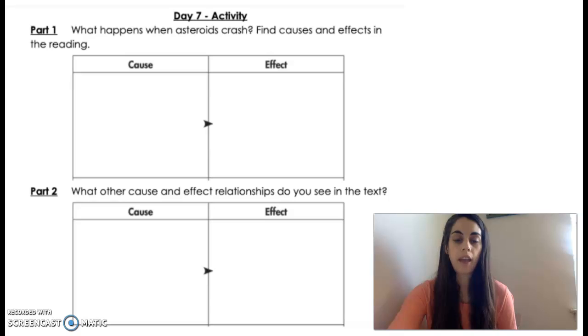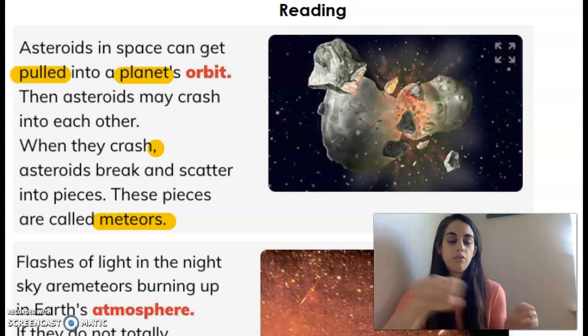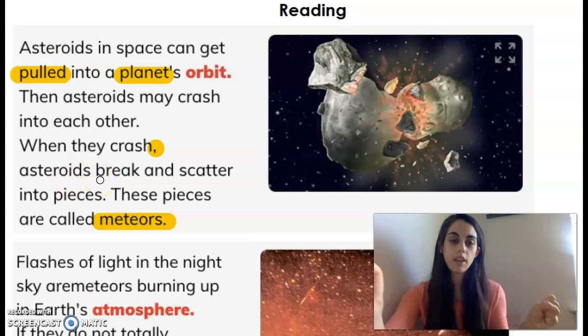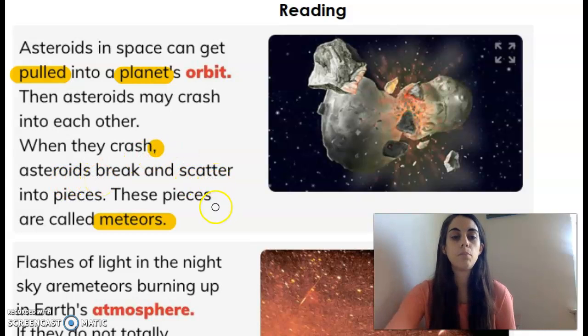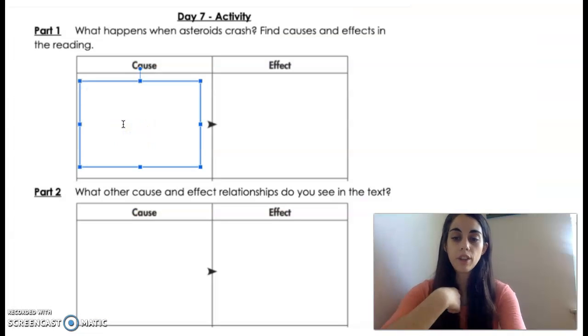So let's look back at our reading. Look for a cause and effect sentence about when asteroids crash. Ooh, I know cause and effect sentences can sometimes start with when. When they crash, this is the cause. What's the effect? Asteroids break and scatter into pieces. Now write down the cause and effect. I'll write the cause and then you write the effect.